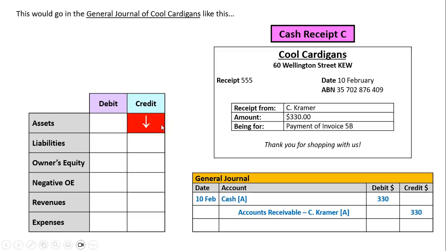Now remember, do not process GST on this, because we learned earlier in the course that means we'd be double counting GST. We already recorded GST at the time of the sale, so we don't record it again because we'd be double counting. We'll just do a brief narration. C. Kramer paid invoice 5B, and the main thing is we've got that document number there if we ever need to refer to it, receipt 555.